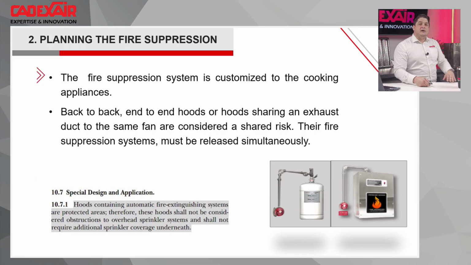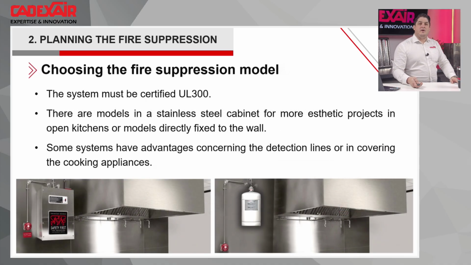So NFPA 96 will tell you, in article 10.7.1, that you don't need to put any more water sprinkler near a hood. So how do you choose your fire protection system? First of all, you need a fire protection system that has a UL 300 certification. That's pretty simple. I don't think a lot of people are building fire protection systems in their basement. So normally, if you use a commercial kitchen exhaust hood fire protection, you'll be good.